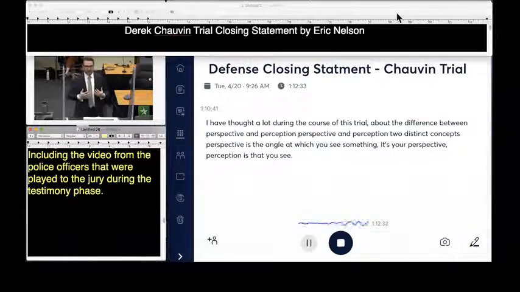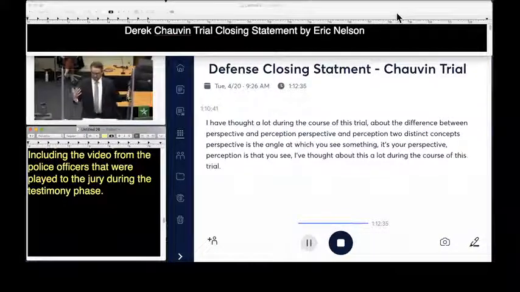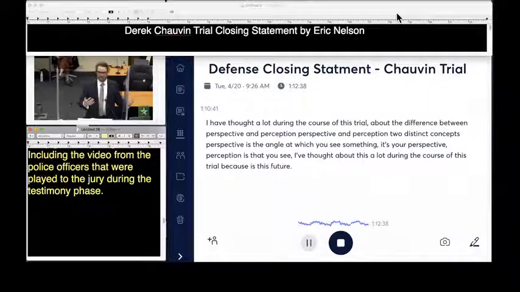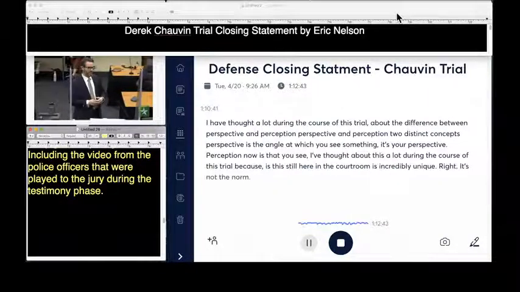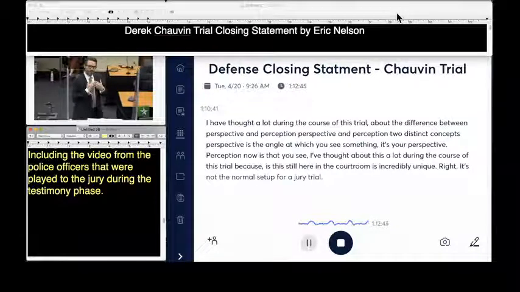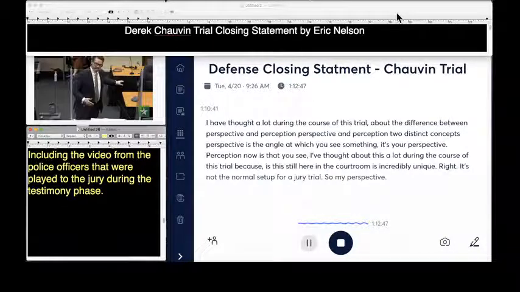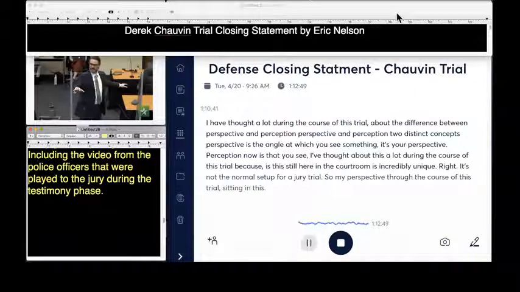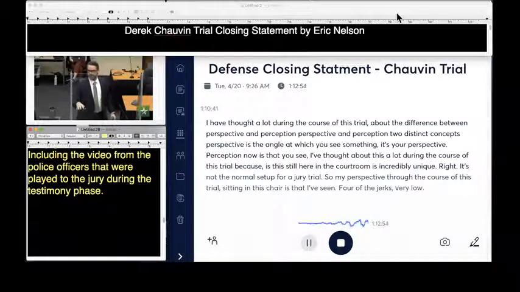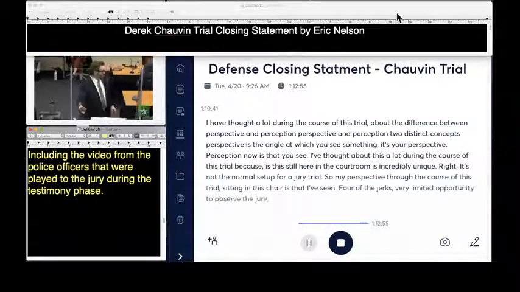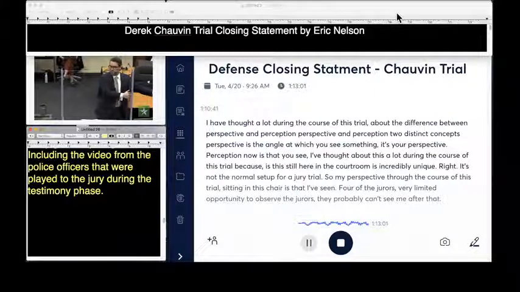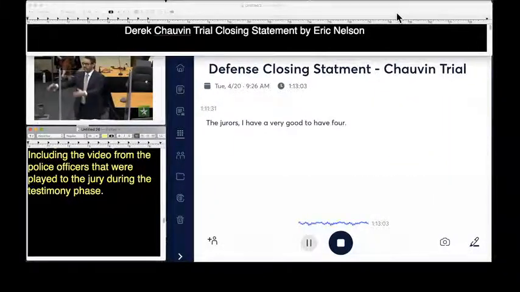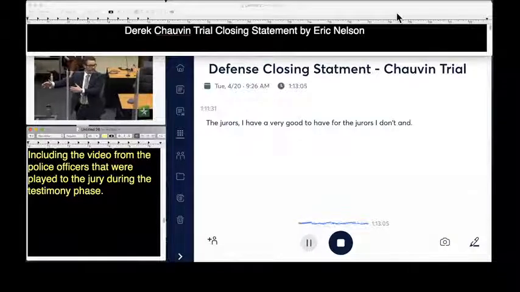I've thought about this a lot during the course of this trial because this situation here in the courtroom is incredibly unique. It's not the normal setup for a jury trial. My perspective, sitting in this chair, is that I cannot see 4 of the jurors. I have very limited opportunity to observe them. They probably can't see me either. Several of the jurors I have a very good view of, 4 of the jurors I don't, and obstructed views of others.